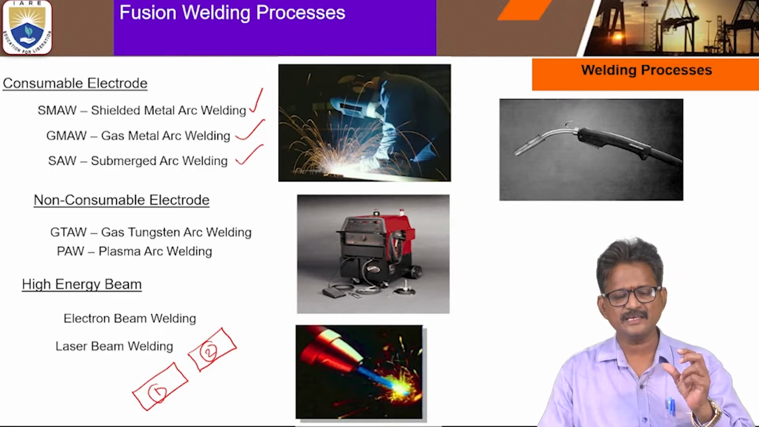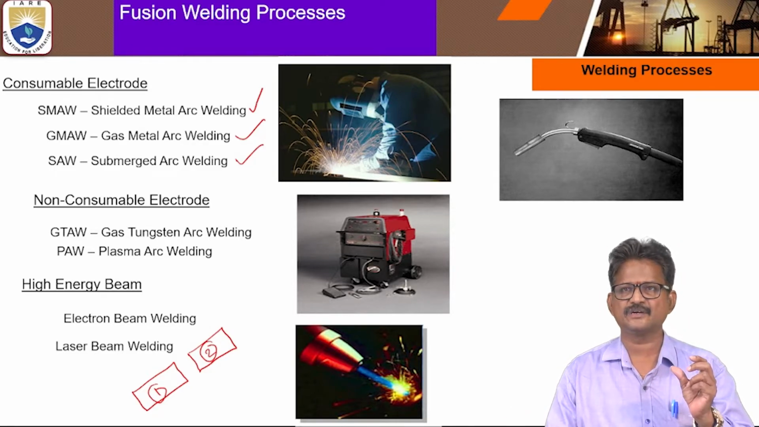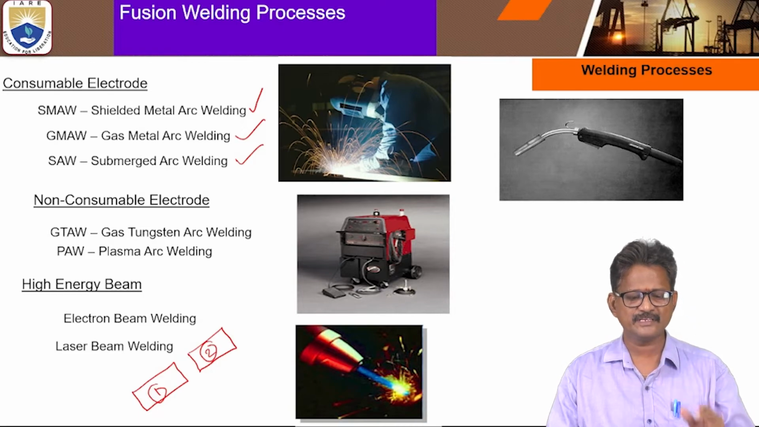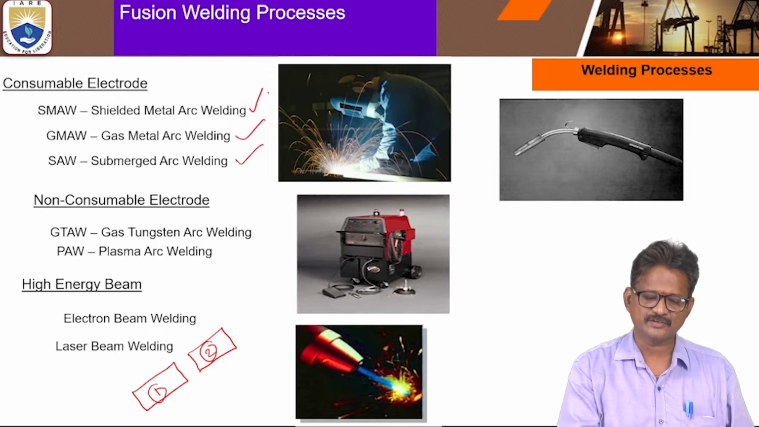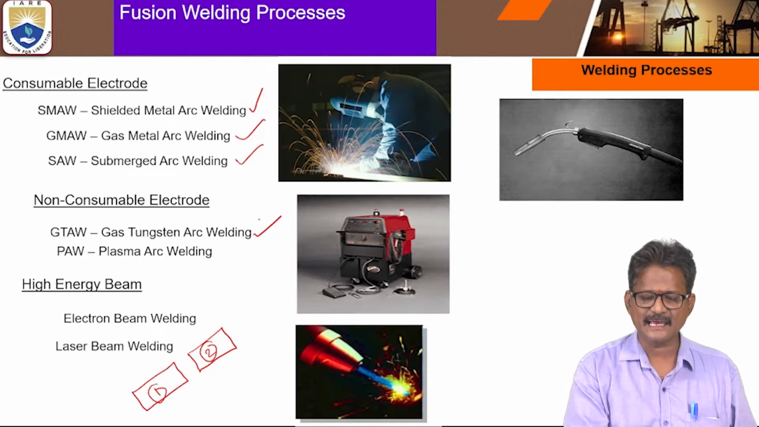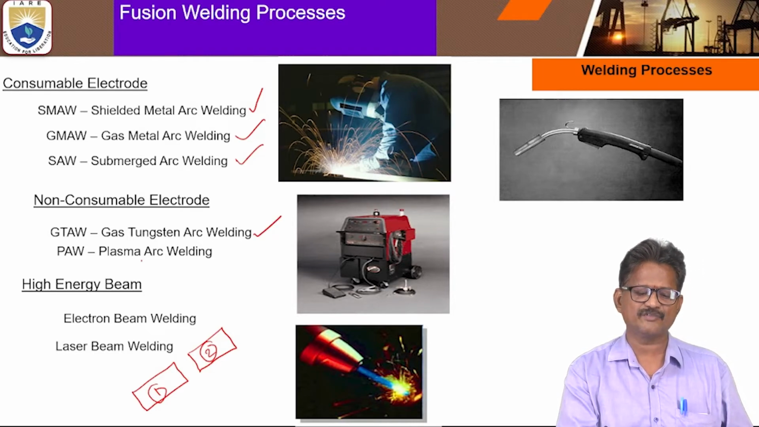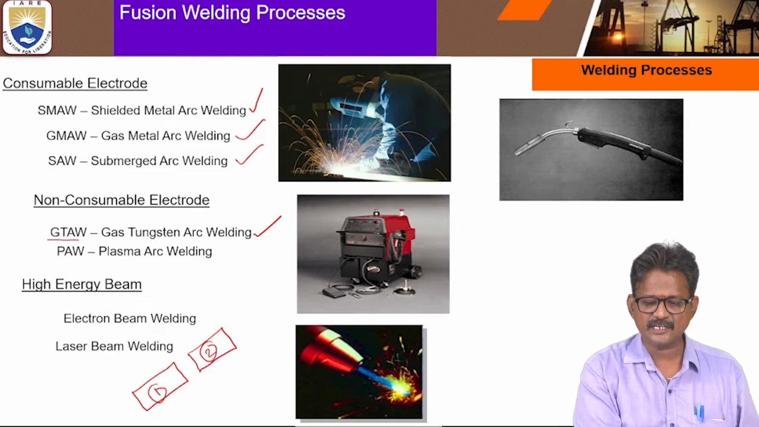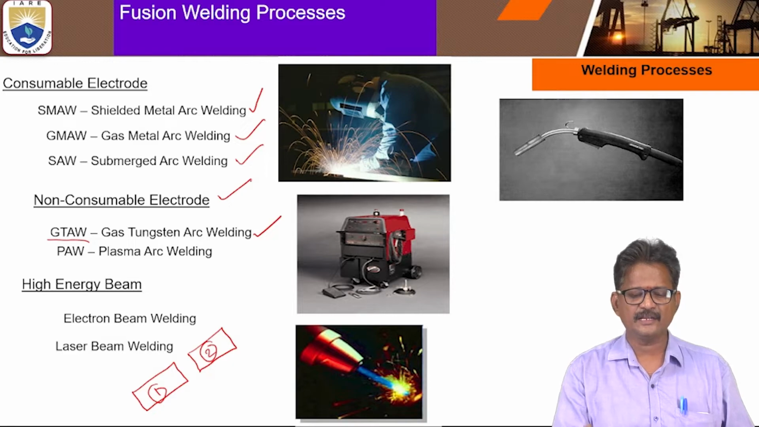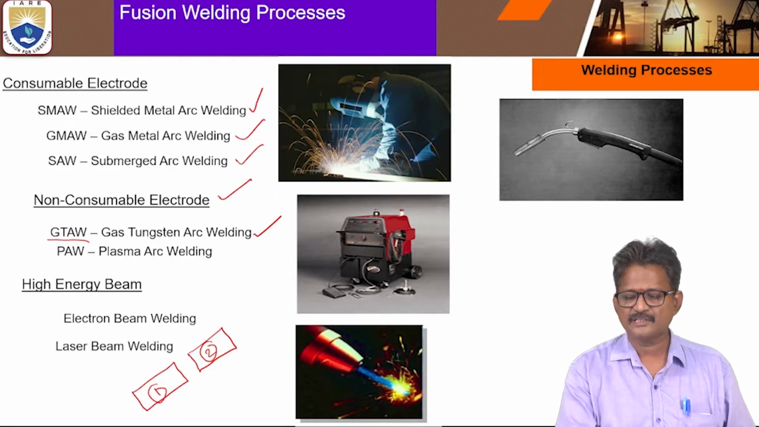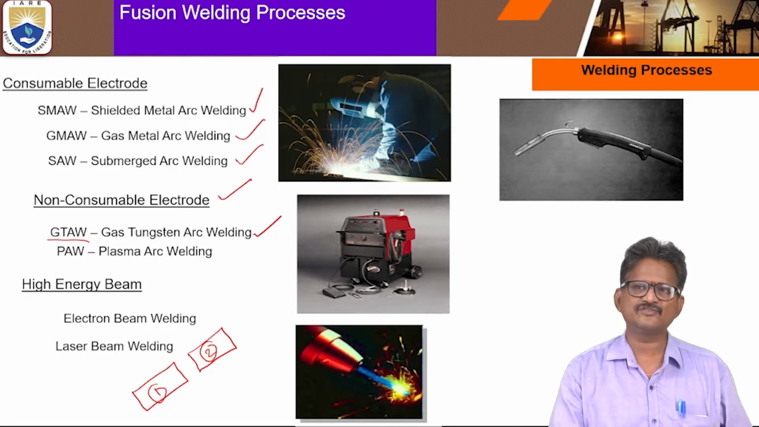Majorly, in this fusion welding process there are two basic types. One is MIG welding, where you use a consumable electrode, and TIG welding, gas tungsten inert gas arc welding, called GTAW, where you use a non-consumable electrode. Similarly, another type is the high energy beam. So look at the diagrams I have shown here.